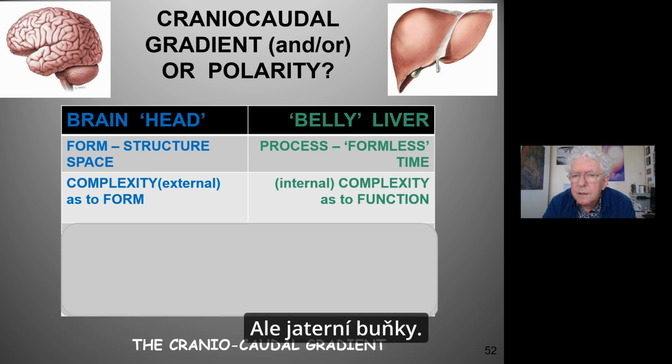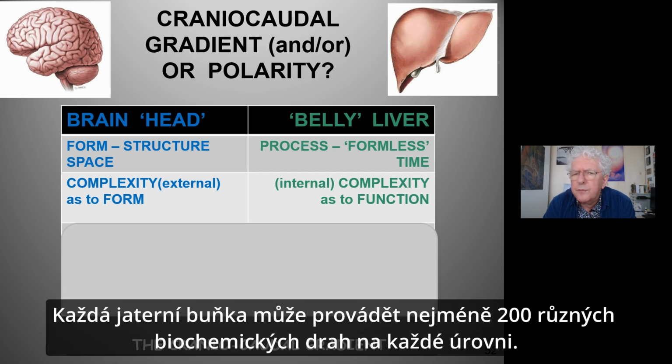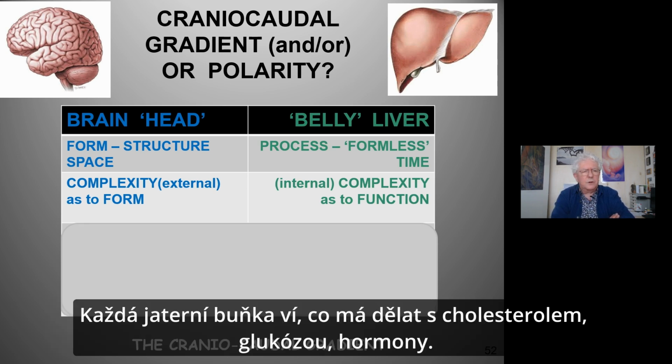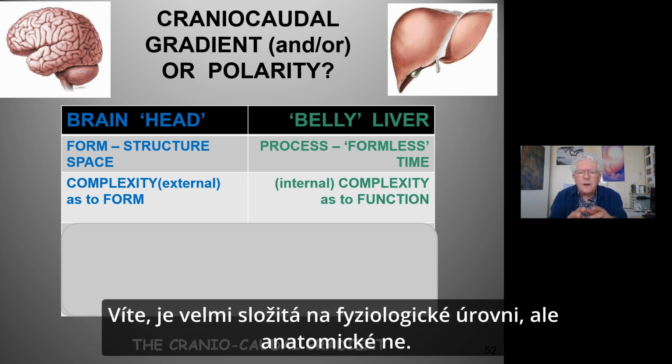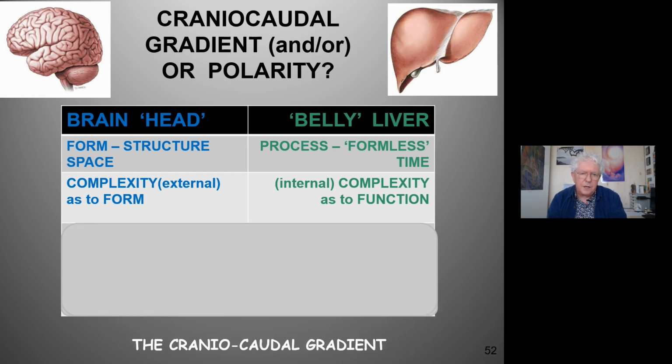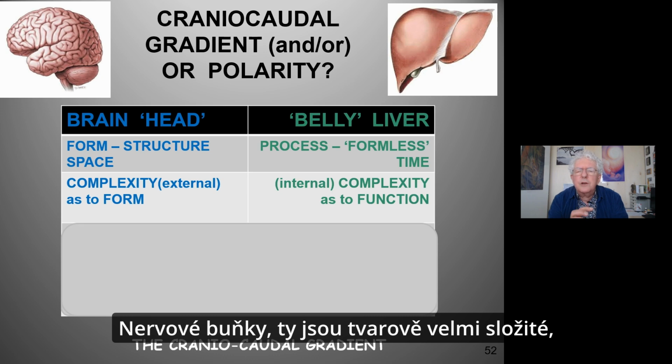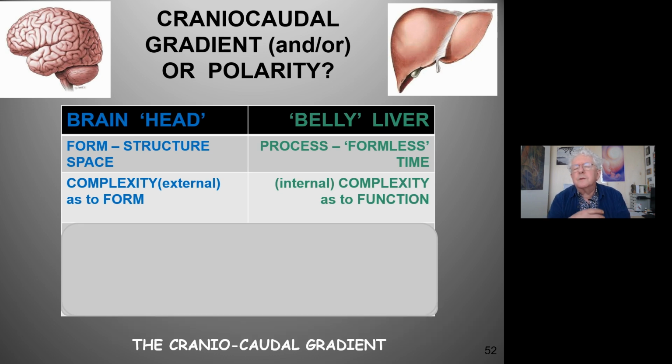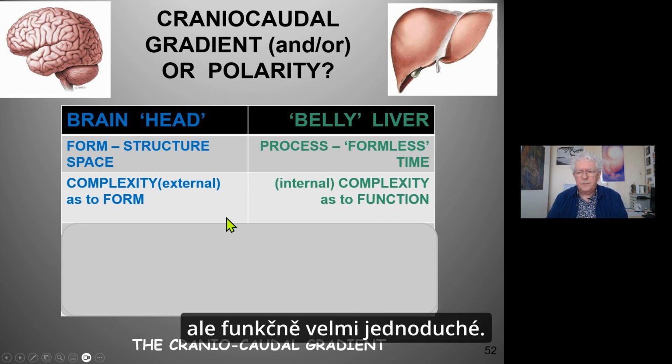But a liver cell, every liver cell, can perform at least 200 different biochemical pathways. Every liver cell knows what to do with cholesterol, with glycogen, with glucose, with hormones. It's very complex physiologically, but anatomically it's not very complex. The brain, yes, the nerve cells are very complex in form, but they're very simple in function.